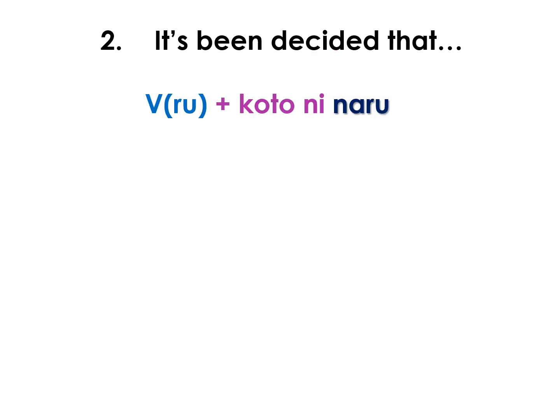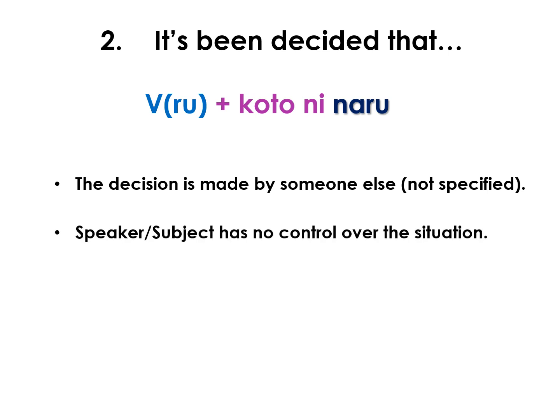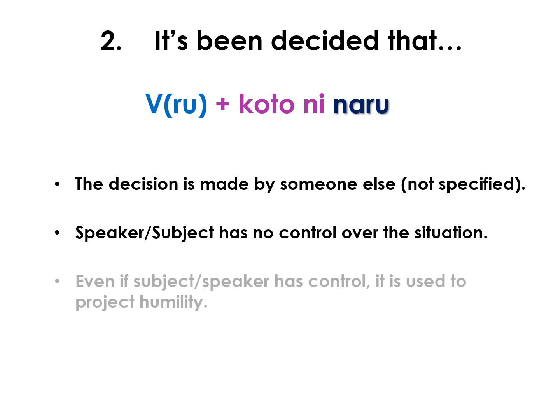Now let's take a closer look at the second formula, ru koto ni naru. It's been decided that. In this construction, the decision is made by somebody else who isn't specified in the sentence. The speaker or subject ostensibly has no control over the situation, but even if they did, they still use the conjugation to project humility.